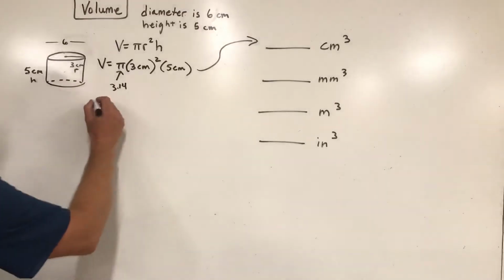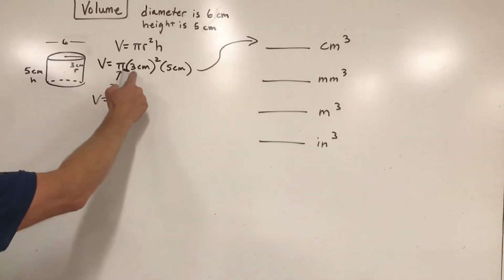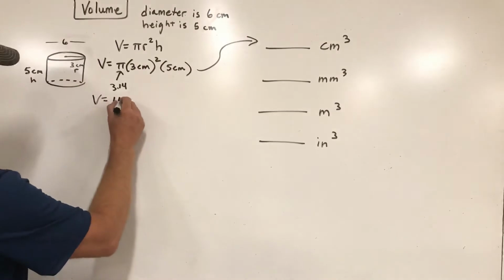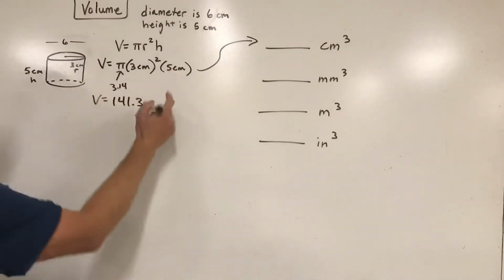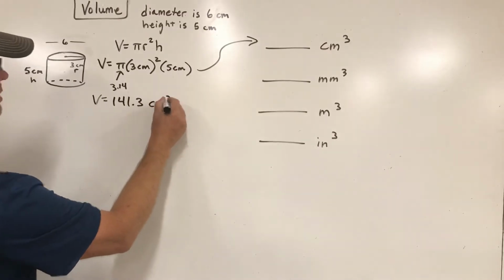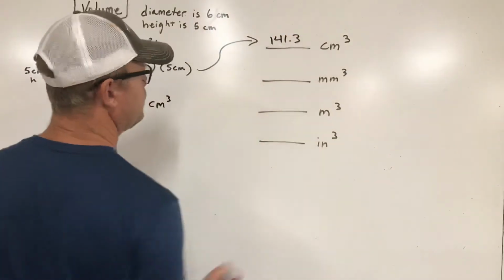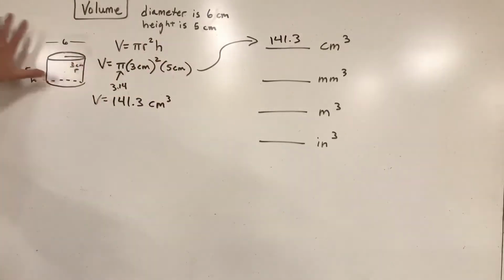So if I type this into my calculator, volume is going to be 3.14 times 3 times 3 times 5. Okay. And when I put that all together, I get a value of 141.3. And that's centimeters times centimeters times centimeters, which is cubic centimeters. Okay? So I have 141.3. Now once I get to that point, look, the volume part's done. I don't really have to pay attention to this anymore.